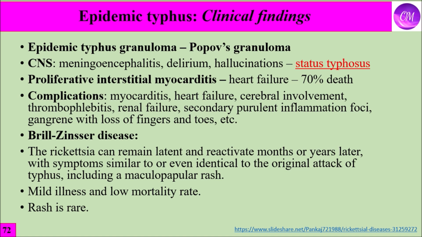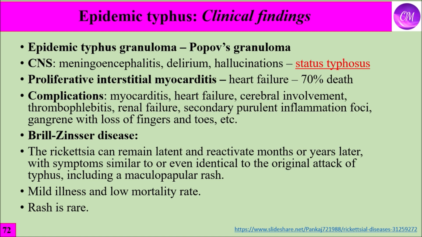Complications of epidemic typhus are myocarditis, heart failure, cerebral involvement, thrombophlebitis, renal failure, secondary pulmonary inflammation foci, gangrene with loss of fingers and toes, and so on.